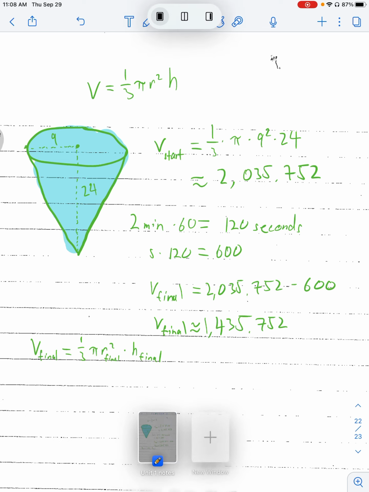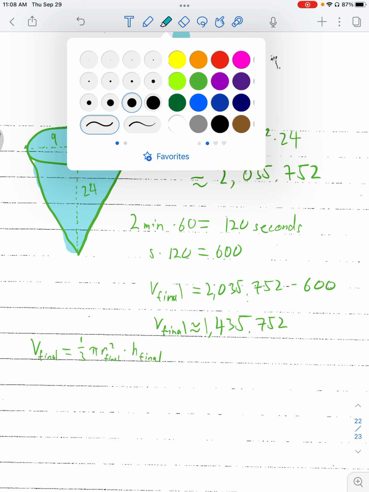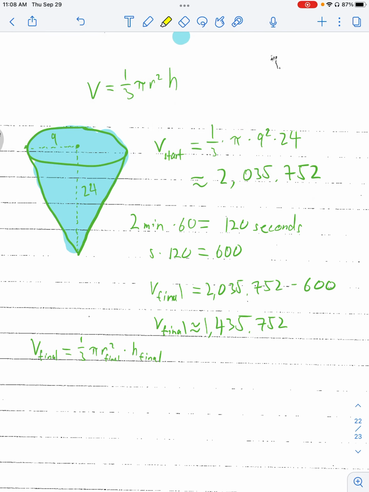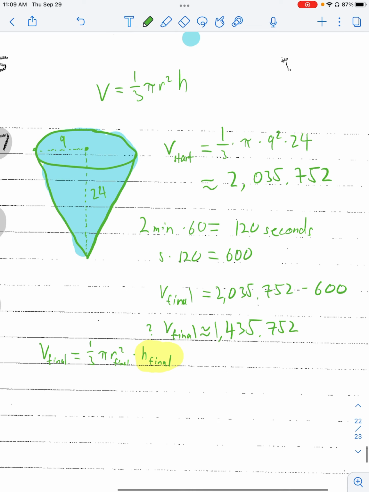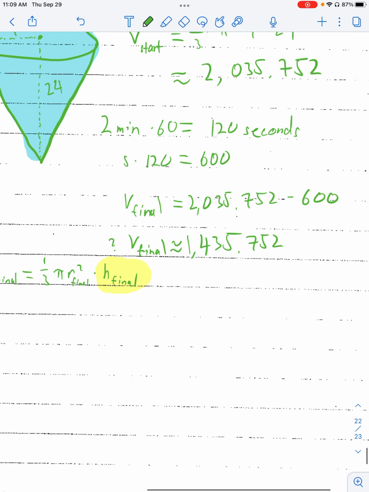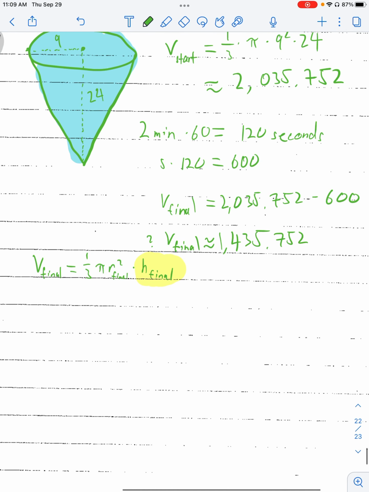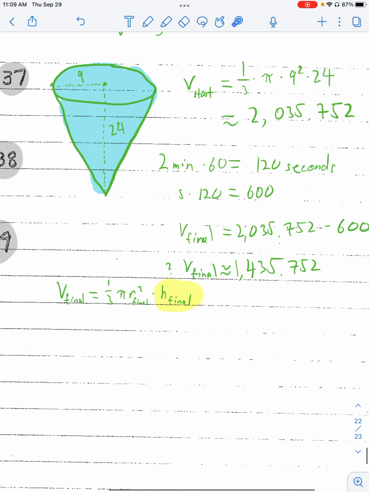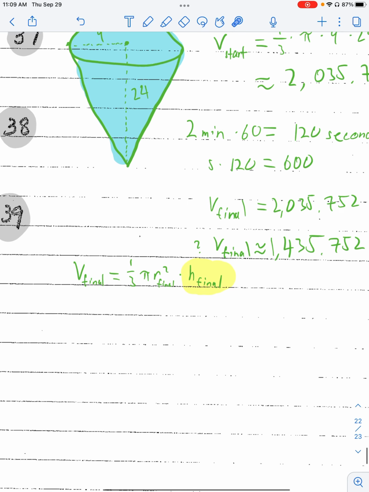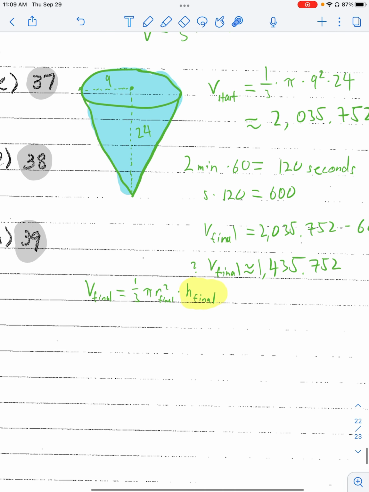They want to know what H final is going to be. So we know V final, we got V final right here. We just have to figure out R final. How do I do that?